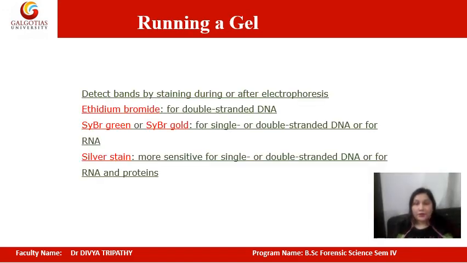Now, after running the electrophoresis, the next step is detection of bands. This can be done by staining either during or after electrophoresis. Some common stains are ethidium bromide, used for double-stranded DNA; SYBR Green and SYBR Gold, used for single- or double-stranded DNA and for RNA as well; and silver stain, which is more sensitive for single- and double-stranded nucleic acids, for RNA, as well as for proteins. These are the types of stain used for staining nucleic acid either during or after electrophoresis.